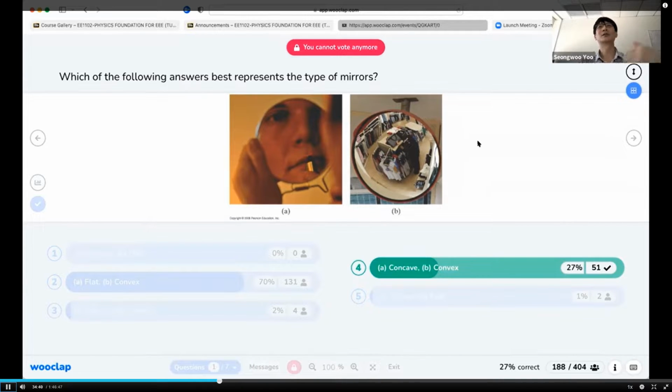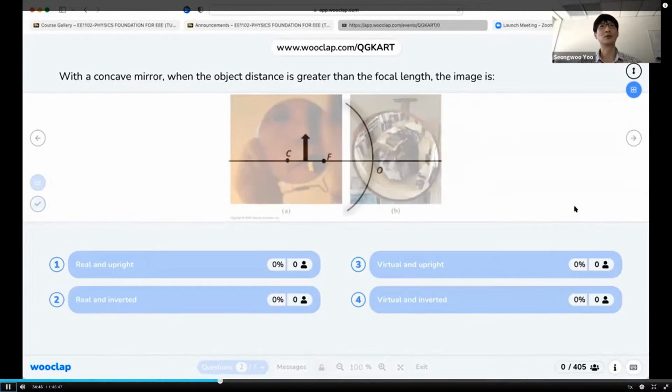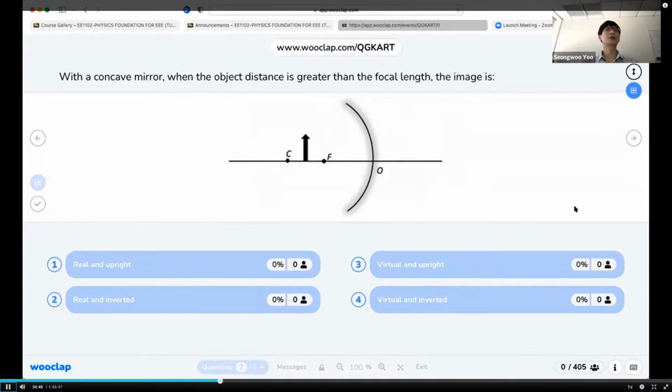All right. So on the left hand side is concave and the right hand side is the convex. I will come back to those questions later. Okay. So let me move on to the next question. With the concave mirror, when the object's distance is greater than the focal length, then the image is going to be real upright or virtual upright. So what kind of image are you going to generate with this condition?